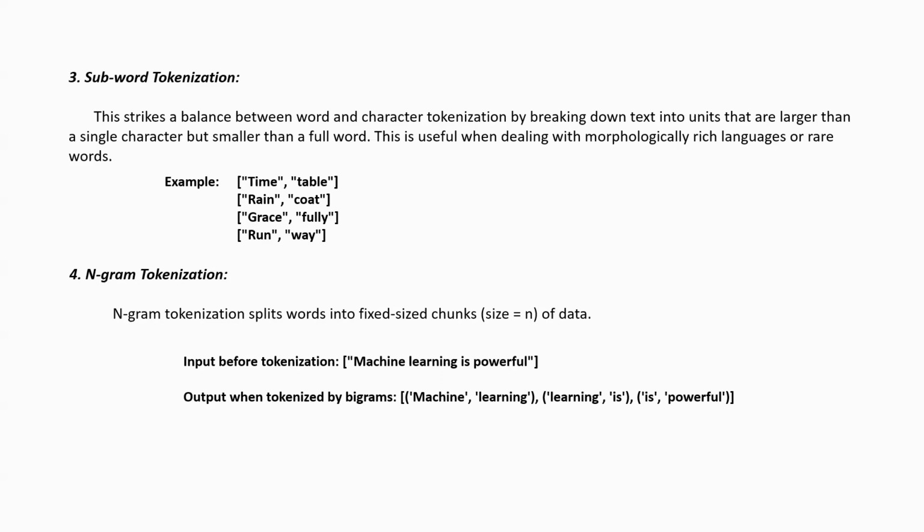Okay, now comes n-gram tokenization. N-gram tokenization splits words into fixed-size chunks, where the size is equal to n. It carries a fixed size, an equal number which we assign. It carries the sentence. Like if we say "machine learning is powerful", machine learning has one n size, and learning is powerful is one size, like that. It carries chunks according to the n value you assign.